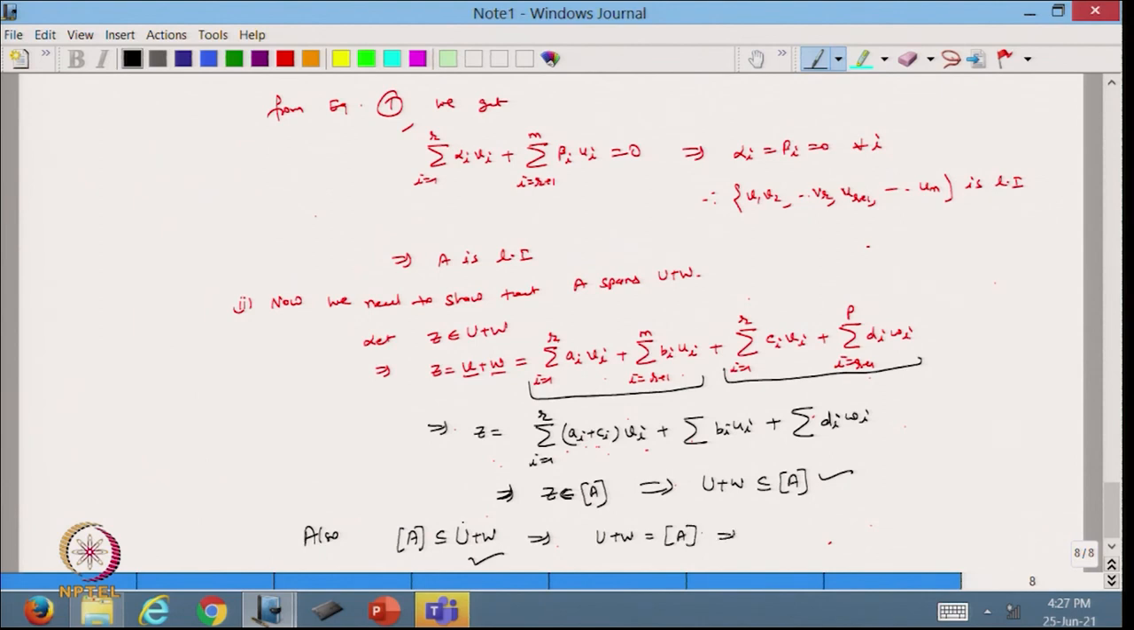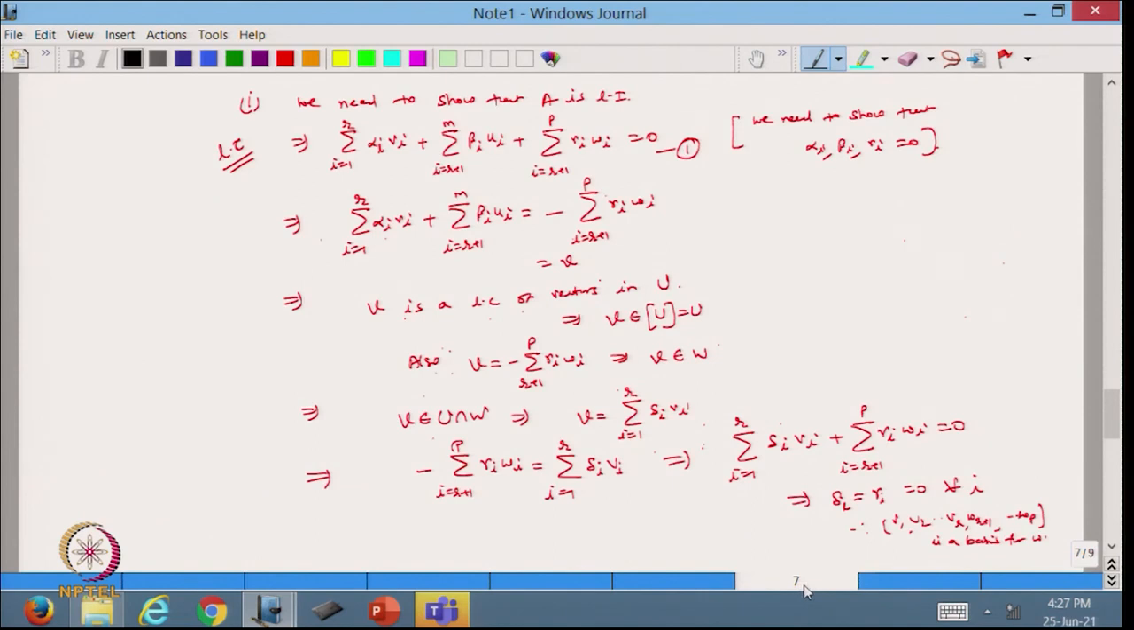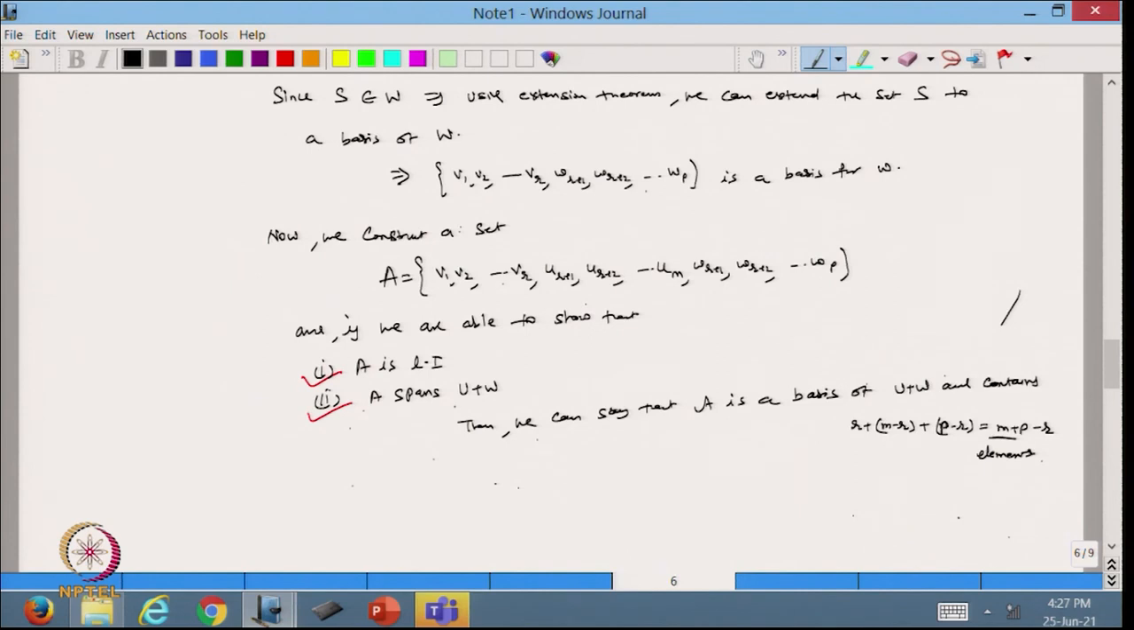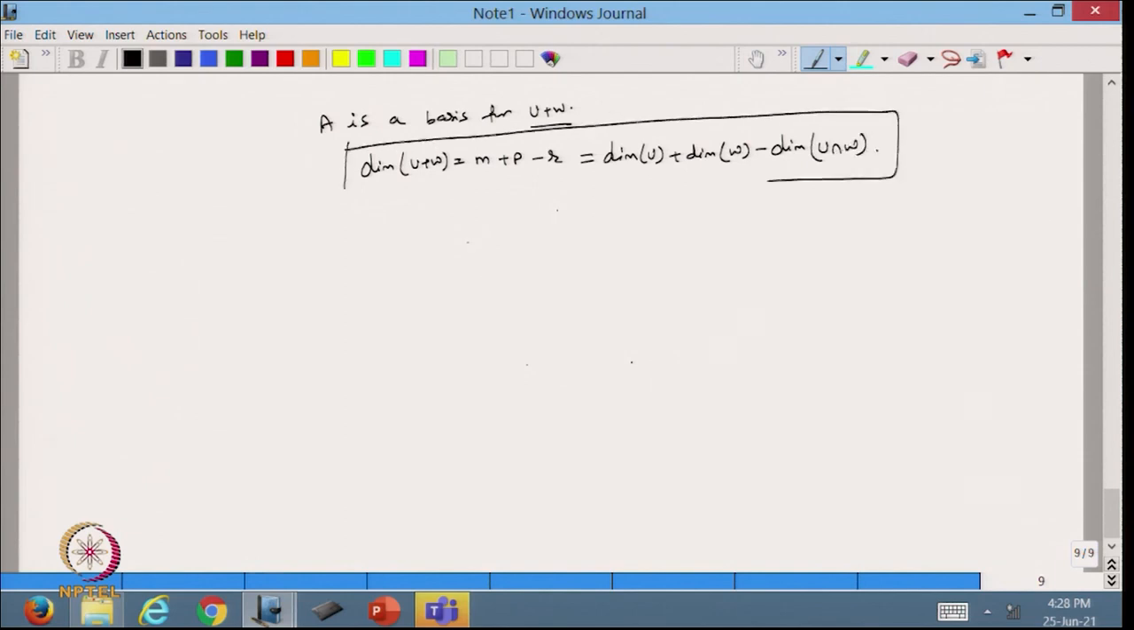So, it means from here I can say that A is a basis for U plus W. Now, if it is a basis of U plus W, then definitely I can check that the dimension of U plus W is, as we have shown, m plus p minus r elements. So, that is equal to dimension of U plus dimension of W minus dimension of U intersection W. So, that is the proof of the given theorem.